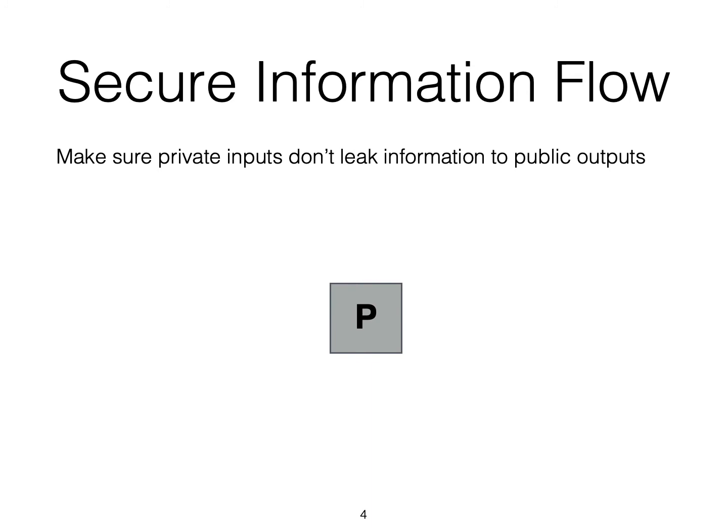Now that we've talked about modular verification, let's move on to talk about secure information flow. Secure information flow is the problem of making sure that private inputs don't leak information to public outputs. For example, if we have this program P with public input L for low security and private input H for high security, we want to make sure that the private input H doesn't leak any information to public output O.